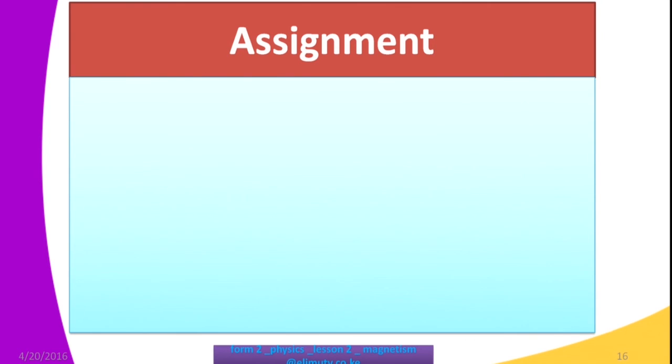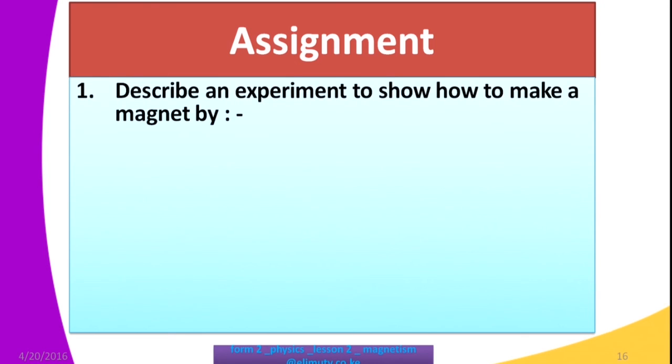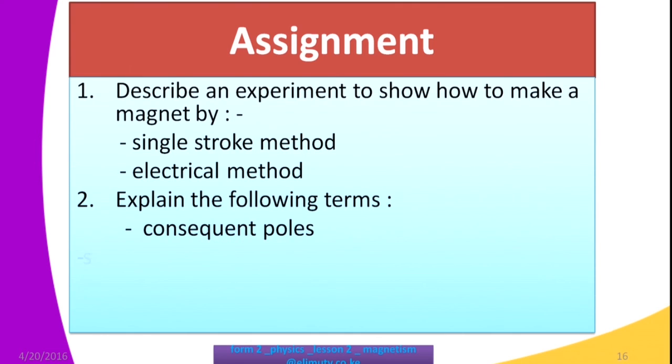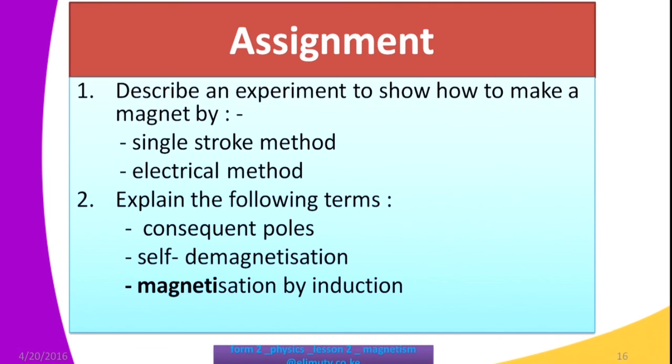So this is what you're going to do for me. Describe an experiment to show how to make a magnet by the single stroke method and the electrical method. Then the next question, explain the following terms: consequent poles, self-magnetization, magnetization by induction. This is part of the work that you're going to do. And the last point on question 2, you also define ferrites. What are ferrites? So these are some of the work that we've gone through. You will look at the questions, which will help you understand the lesson even better.